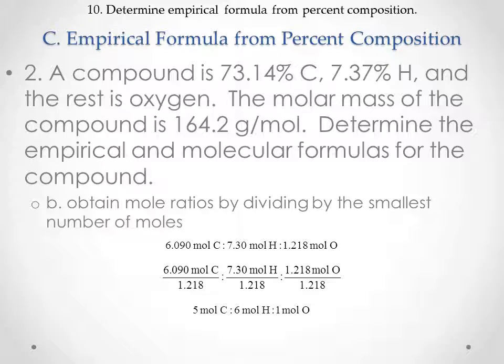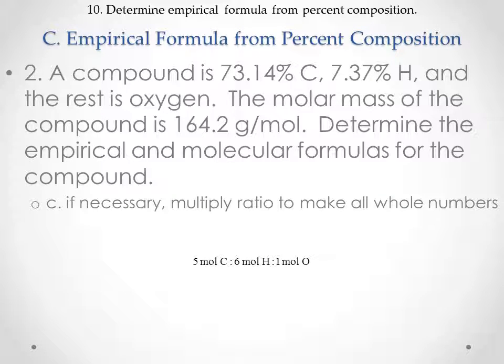Now, if you have a situation where it's, say, 5.2 or 4.75 or 4.33, then you wouldn't simply round to the nearest whole number. We'll see an example of that here in a second, what we would do with that. All right, so there's step 2, or B. We've obtained our mole ratios by dividing by the smallest number of moles.